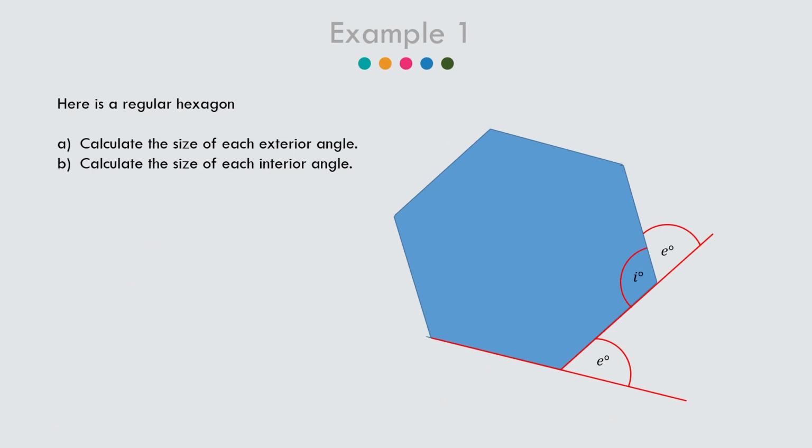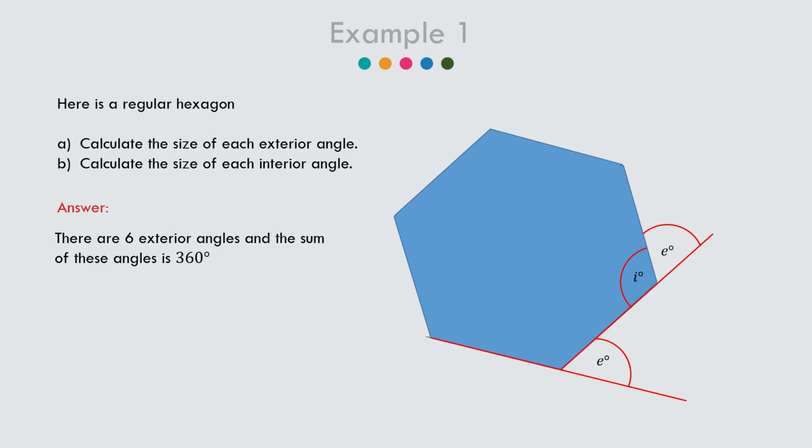In this example, we need to calculate the size of each exterior angle and calculate the size of each interior angle. The question tells us that it is a regular polygon. So that means that all the interior angles are the same size and all the exterior angles are the same size. There are 6 exterior angles and the sum of these angles is 360 degrees.